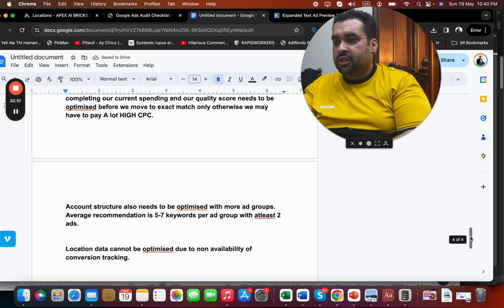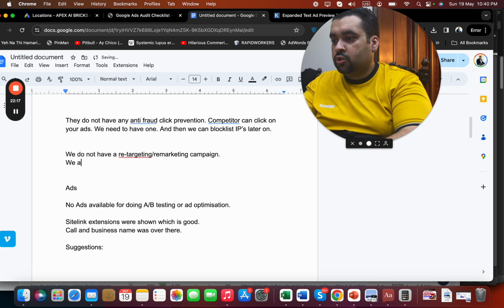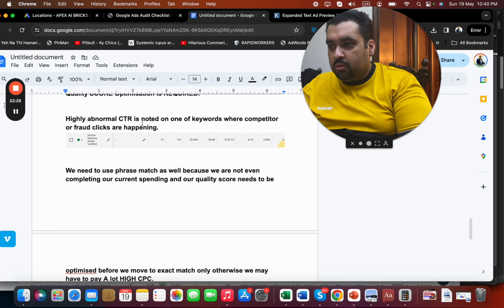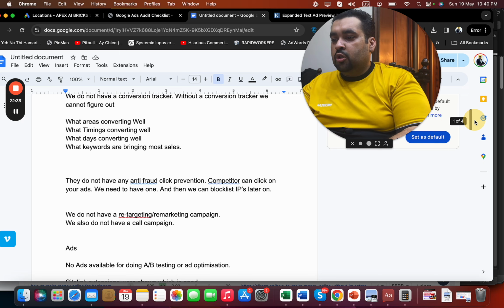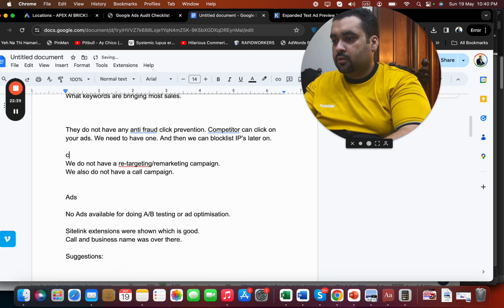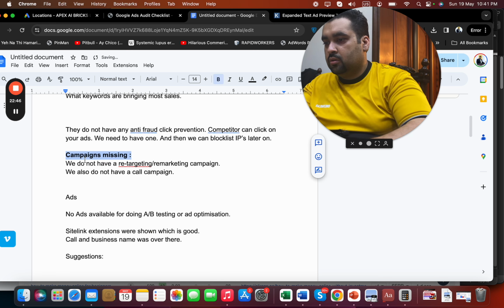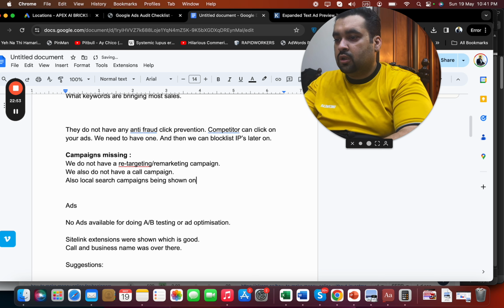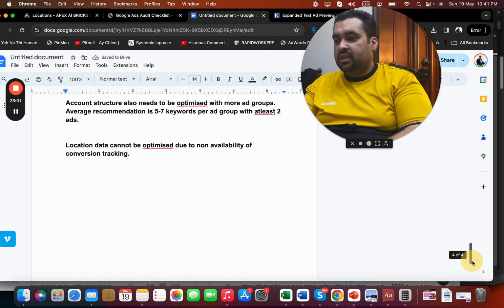Also one thing which I missed: because they have ads with phone numbers, I also recommend adding a call campaign. You also do not have a call campaign. You can see that there was a high CTR on keywords where they were asking for the phone number, so it came to my mind that we need to have a call campaign added as well. Also, local search map campaigns are missing. Local search campaigns shown on Google Maps could also increase relevancy and trust among people.